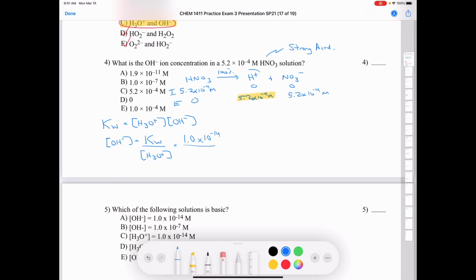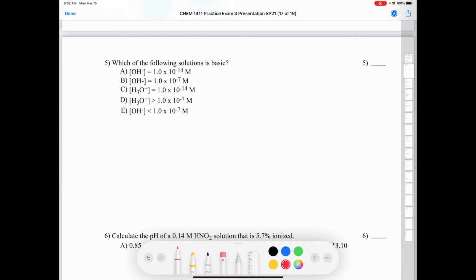So we have 1 times 10 to the negative 14 divided by the concentration of our H3O+. Remember that the proton, H+, is solvated in water. So H+ is the same thing as our hydronium ion. Okay? And so we just plug that in, 5.2 times 10 to the negative 4. And when we do that, we end up with a concentration for our hydroxide ions that is 1.9 times 10 to the negative 11 molar. And that is A.